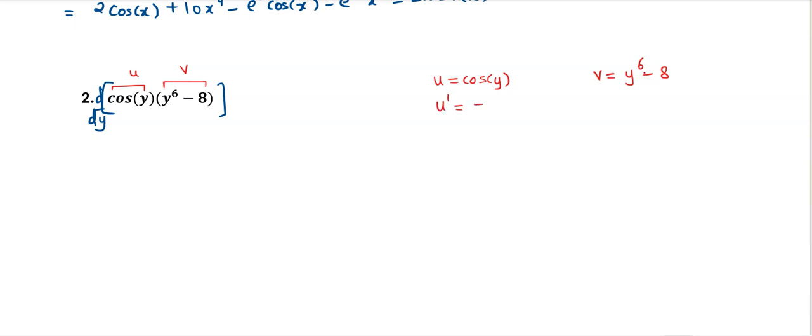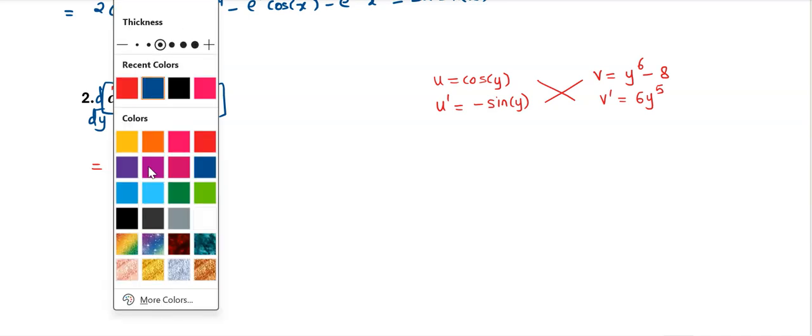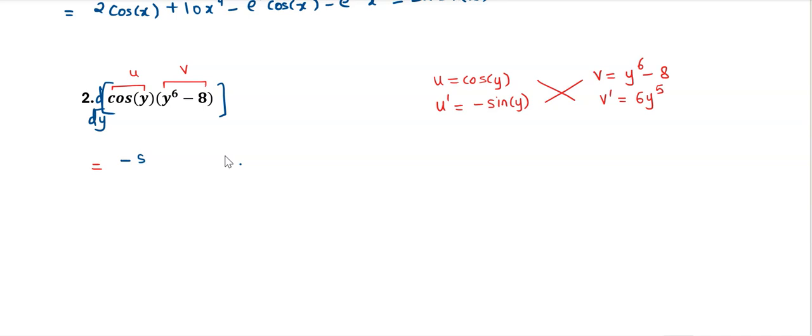Derivative of u: the derivative of cosine is minus sine. Derivative of v is 6y power 5. And then cross multiply. So this gives you, start with the derivative of u, minus sine of y, multiply. As I said, two terms, put in bracket: y power 6 minus 8, plus cosine of y times 6y power 5.